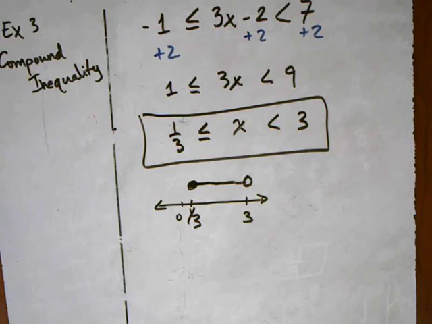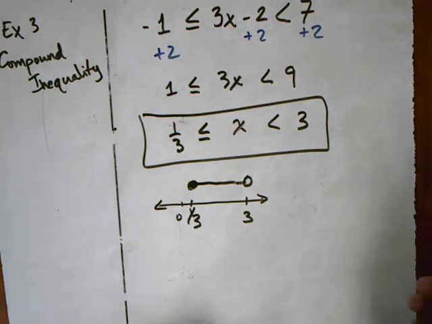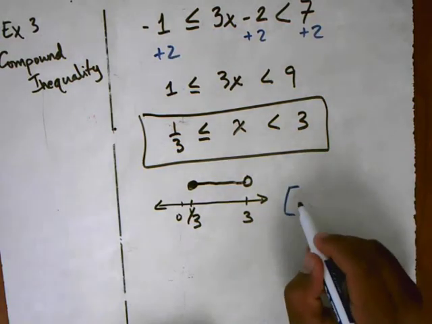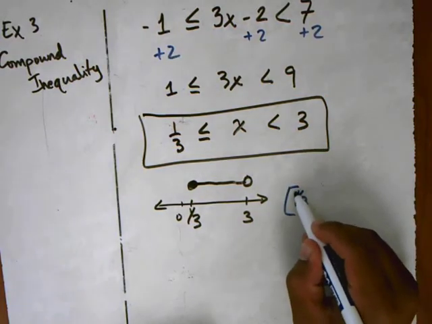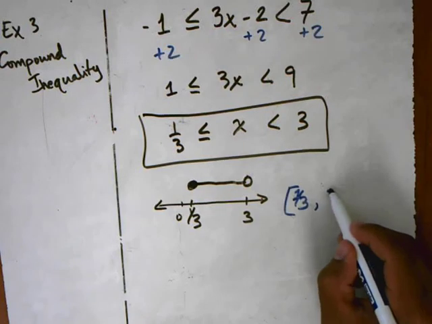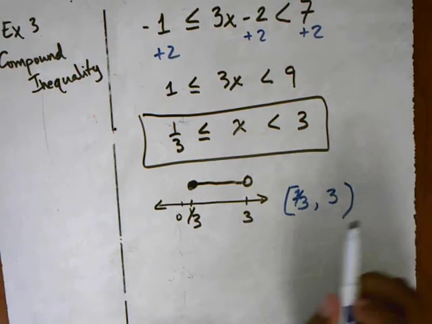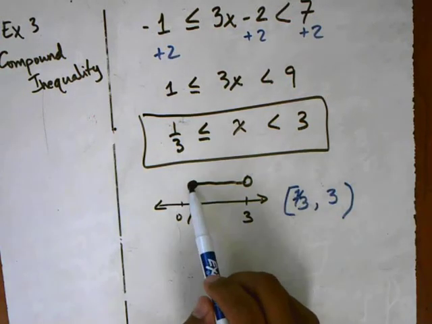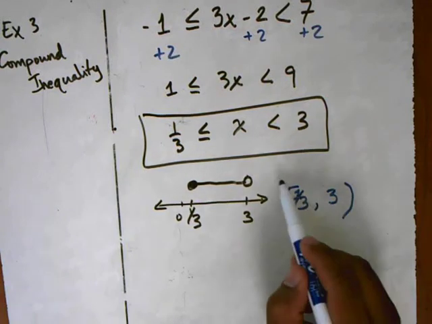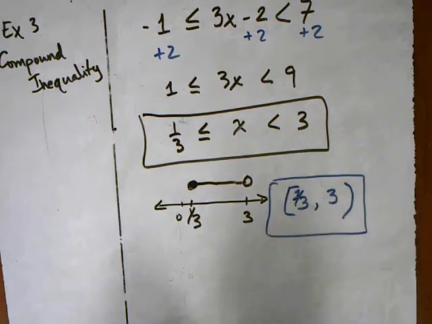Now in interval notation, we use a different color here. We would just say that the lower bound is 1/3 inclusive, and the upper bound is 3 exclusive. So we use the brackets when it's inclusive and the parentheses when it's exclusive. And so there you have it, an example of solving compound inequalities and writing them in different formats in the final answer.